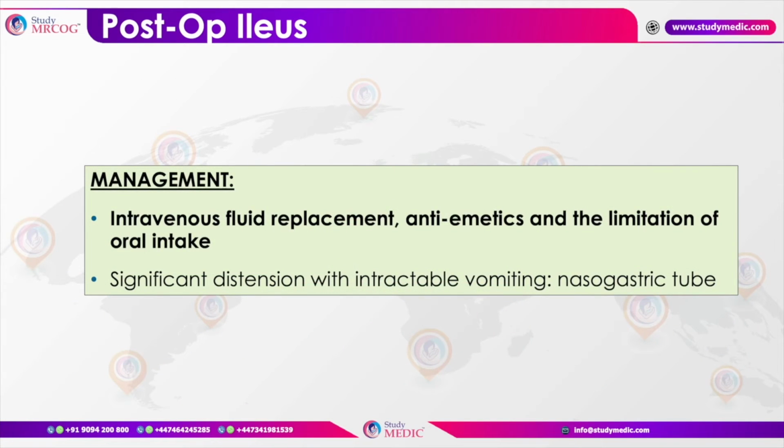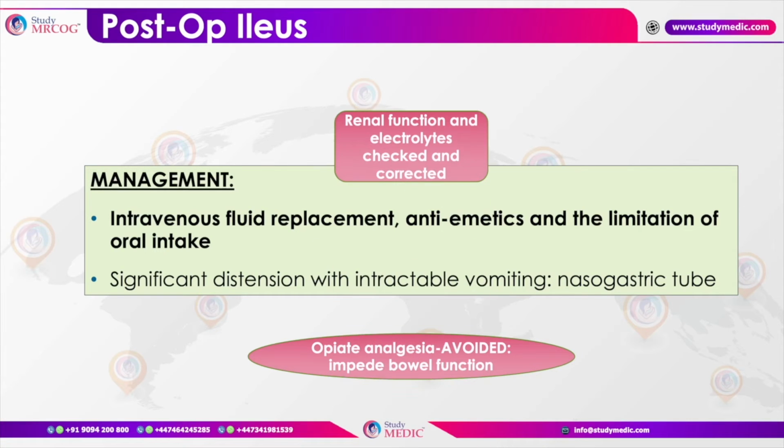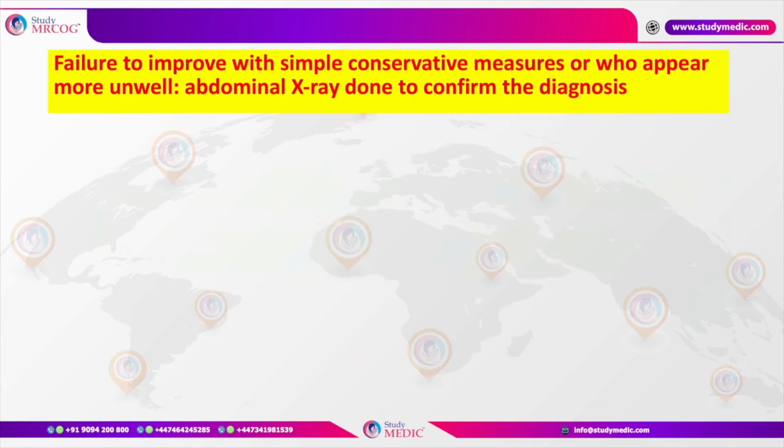Now, how do you manage? You have to do conservative management in these cases with IV fluid replacement, antiemetics and limitation of oral intake. In case there is significant distension with intractable vomiting, you can consider inserting a nasogastric tube. Ideally, you should avoid opiate analgesics in the post-op period because they further impede bowel function. And in all these patients, you have to assess the renal function and the electrolytes. They should be checked and corrected.